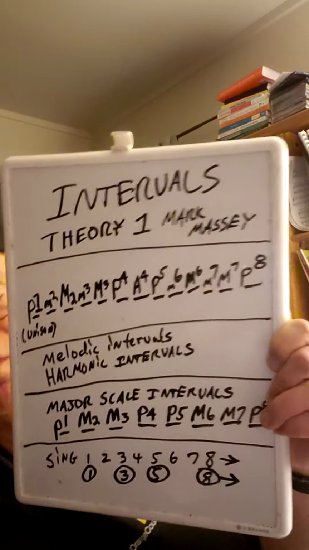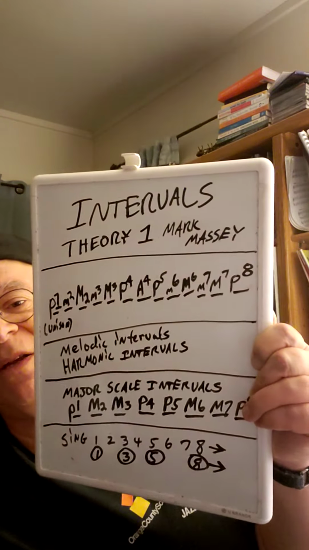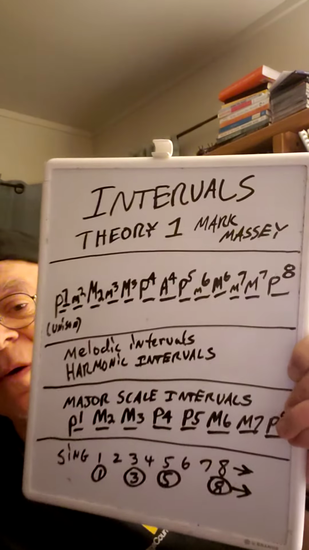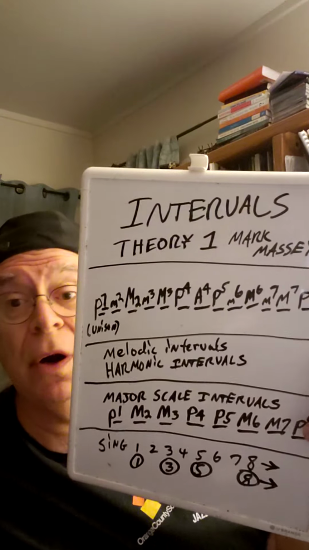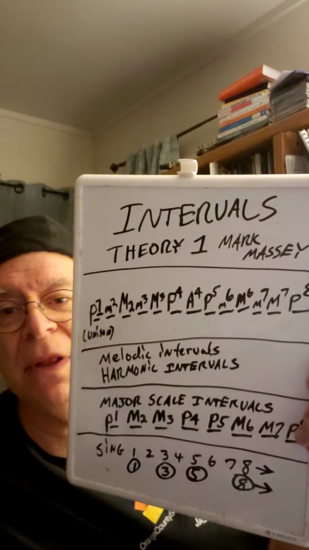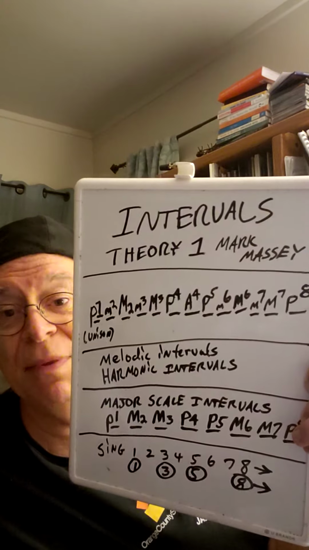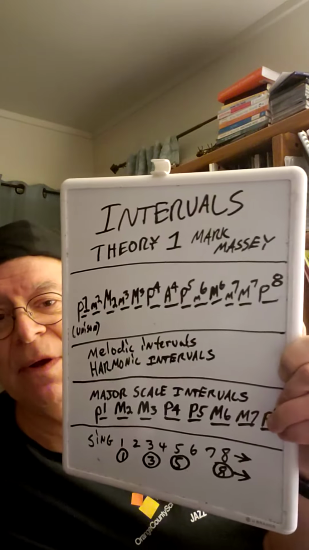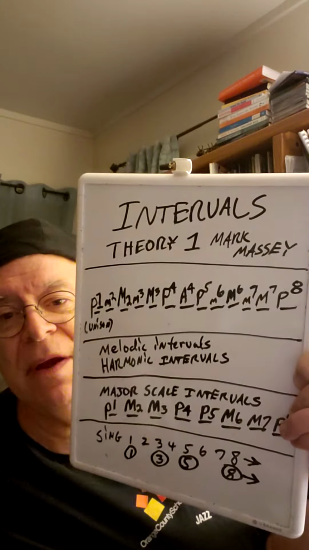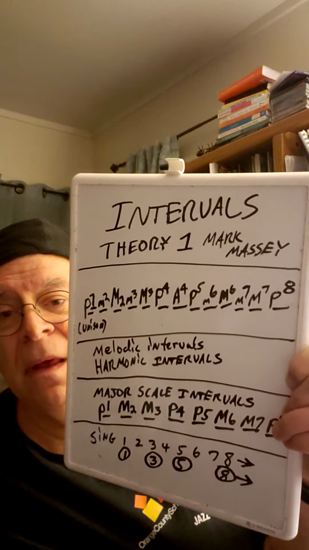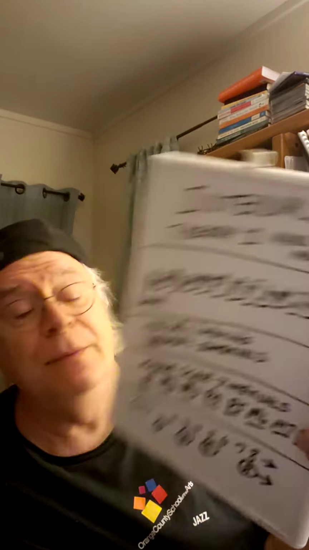Okay, so you need to write these down. Make sure you have all these and know what they are. But another thing you need to know is that intervals are harmonic or melodic. If they're harmonic, they're played at the same time. There's two notes, distance between two notes, and you hear them at the same time. If they're melodic, one follows another.